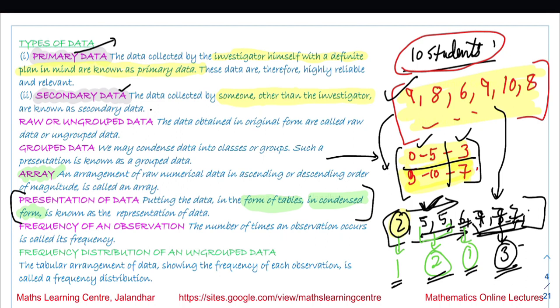So, frequency distribution of an ungrouped data. This is the next definition we have. The tabular arrangement of data showing the frequency of each observation is called the frequency distribution. In the next step we will see with an example what this means.